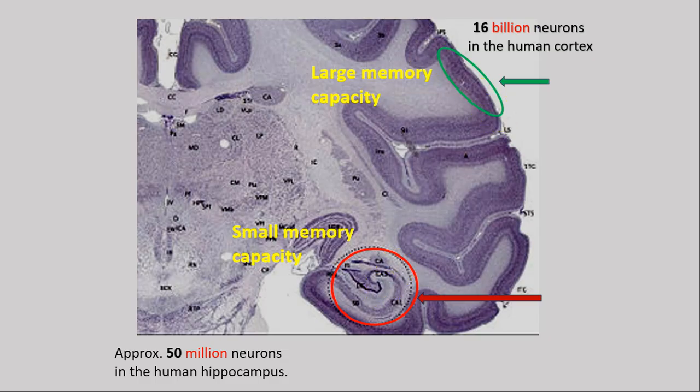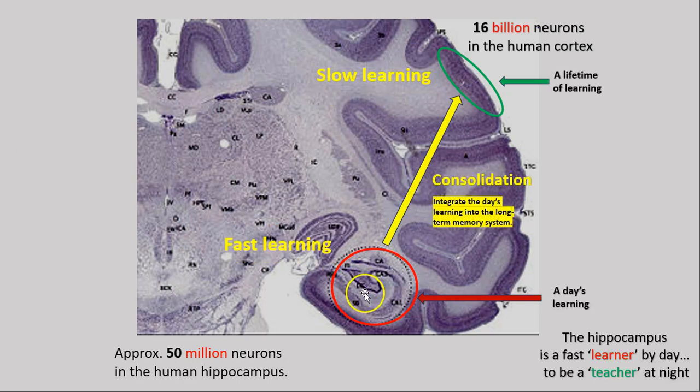and that would be one reason for doing memory consolidation, that we just can't store all of the stuff we learn for our lifetime in the hippocampus. It's got to be stored in the cortex. But we're going to be using those fast learning neurons in the hippocampus to make good, strong memory traces. We will use those strong memory traces of the day's learning to strengthen the cortical memory traces for that same information. So we're integrating the day's learning into the long-term memory system in the cortex. The hippocampus is a fast learner by day to be a teacher at night.